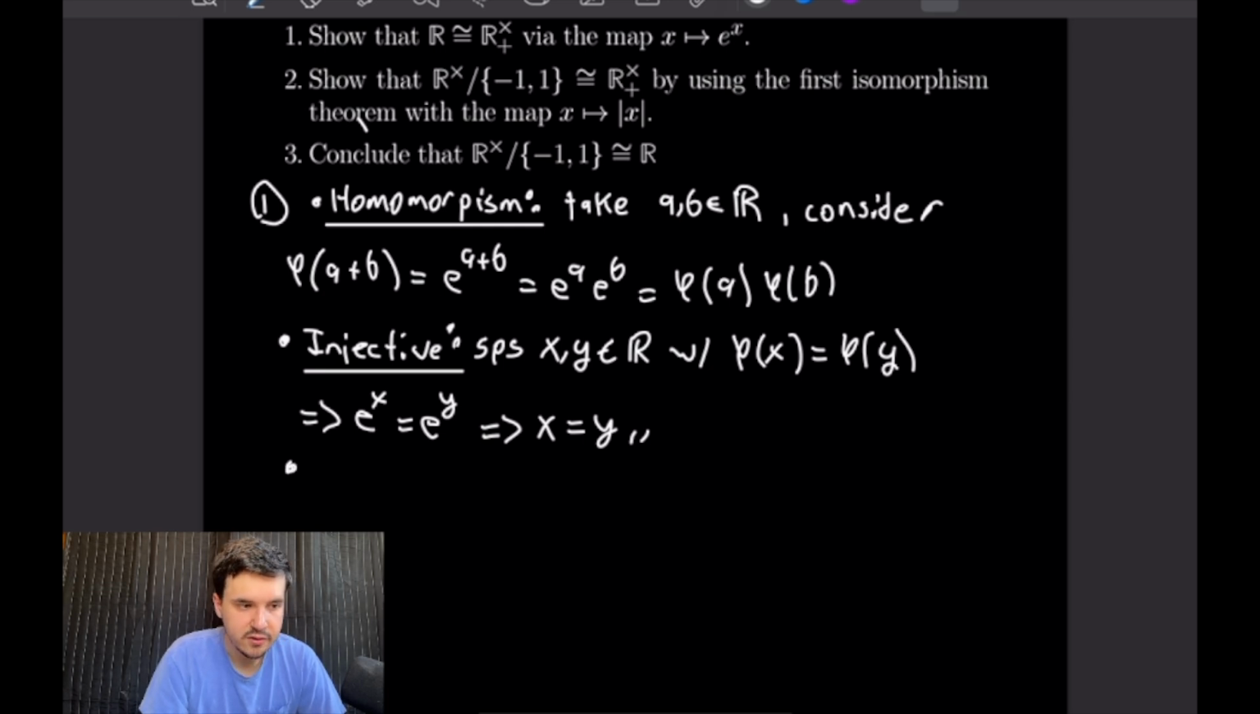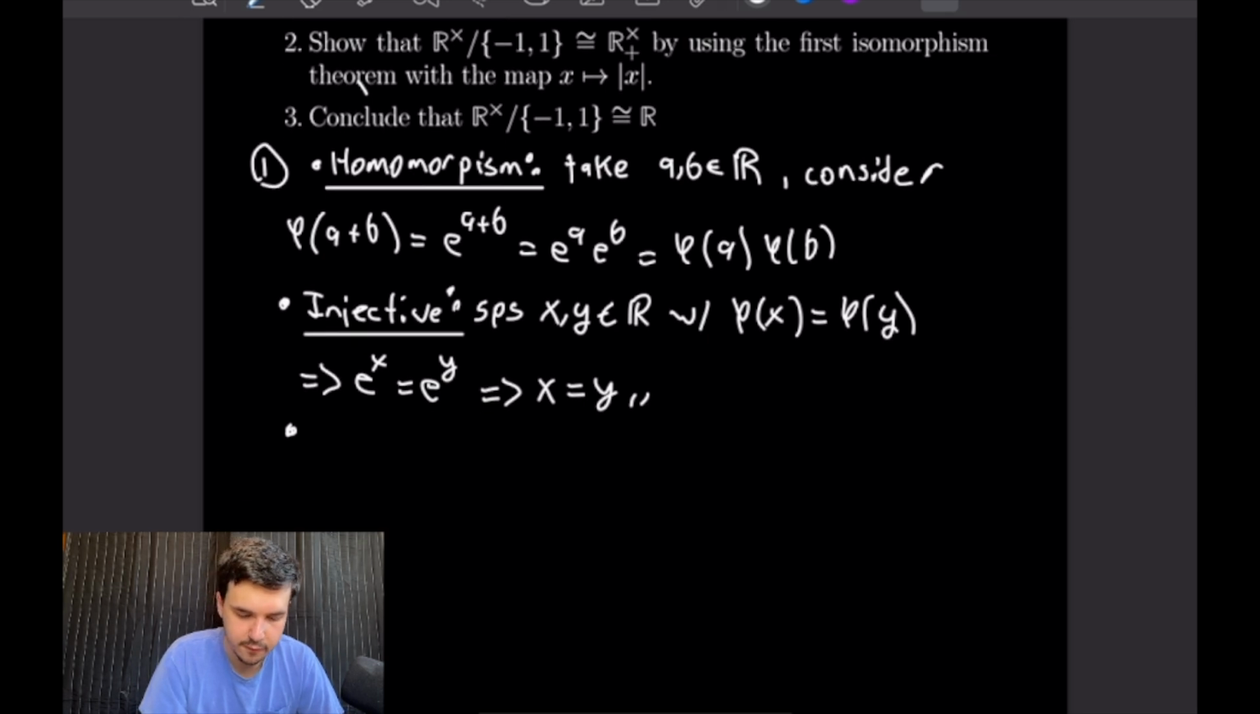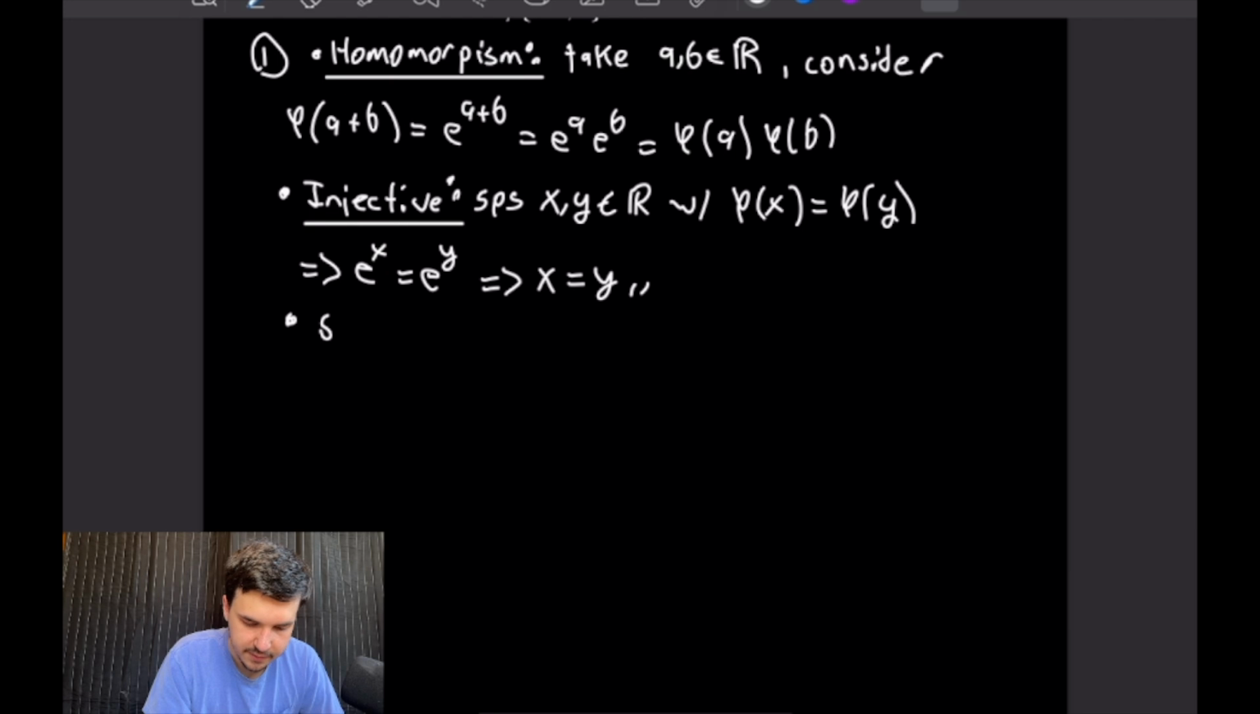Great. So now all we have left to do to prove that this is in fact an isomorphism is to prove that we have surjectivity. So let me go ahead and write that out.